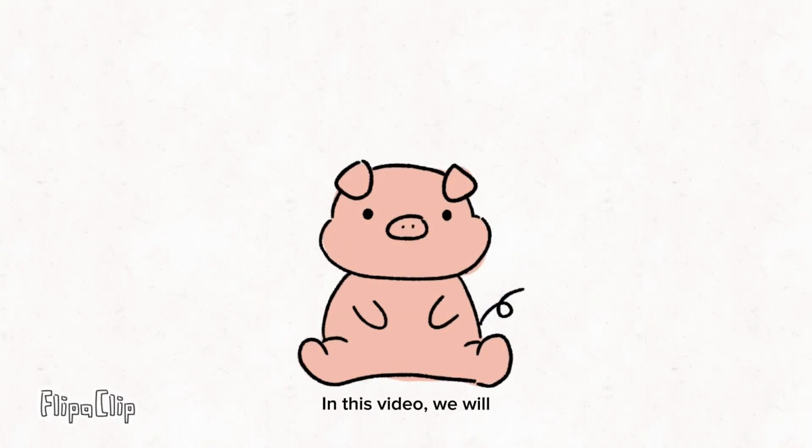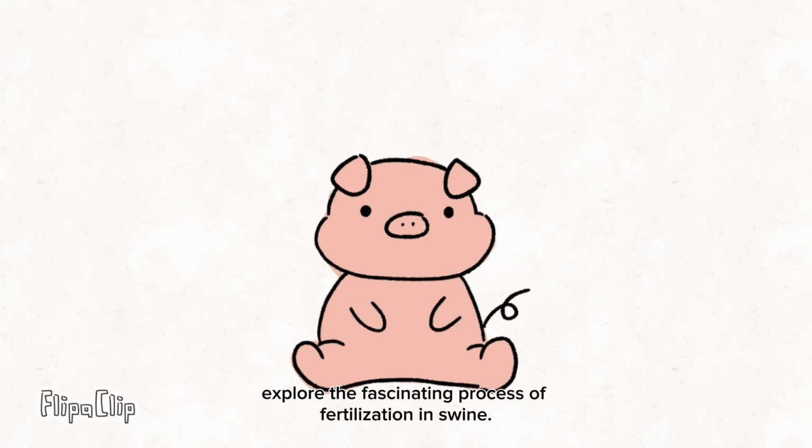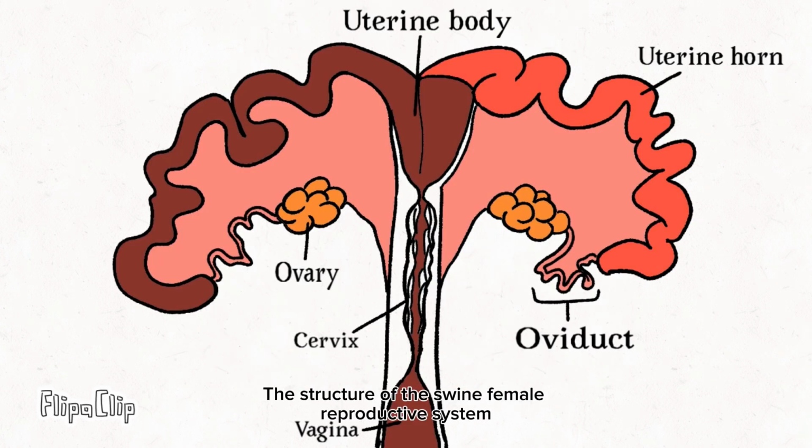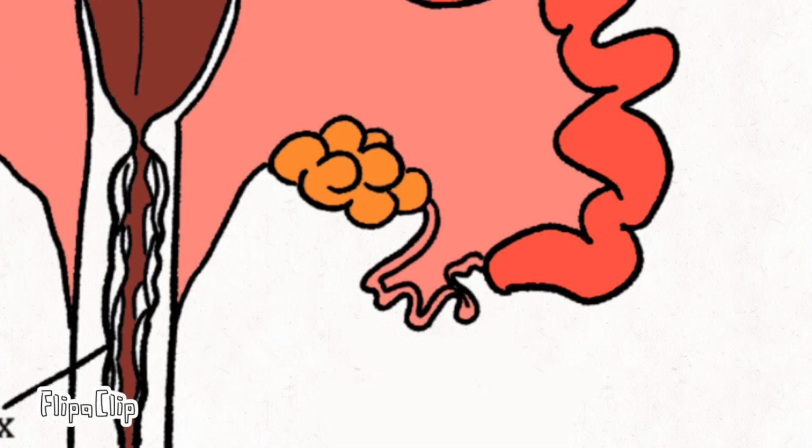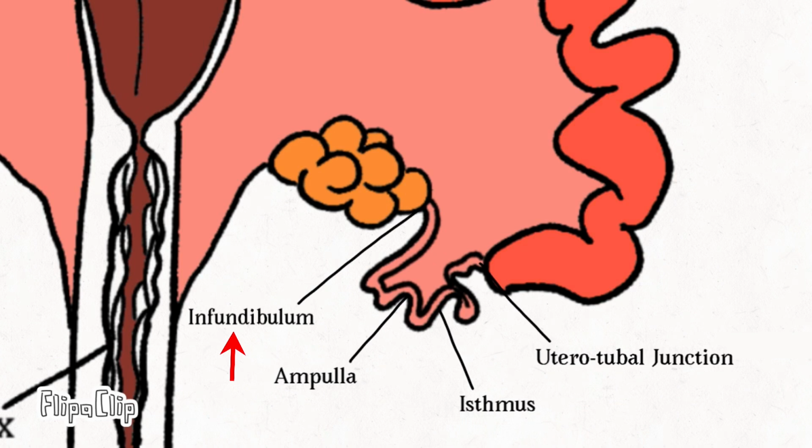In this video, we will explore the fascinating process of fertilization in swine. The structure of the swine female reproductive system consists of vagina, cervix, uterine body for early sperm deposition, uterine horns for embryos implantation, oviduct, and finally, the ovaries. The oviduct is a complex structure includes the infundibulum, ampulla, isthmus, and the uterotubal junction.